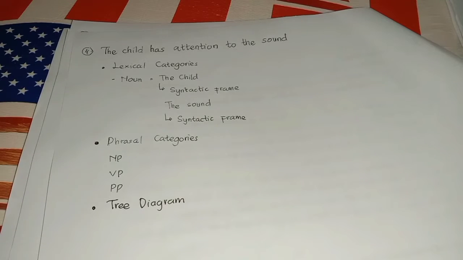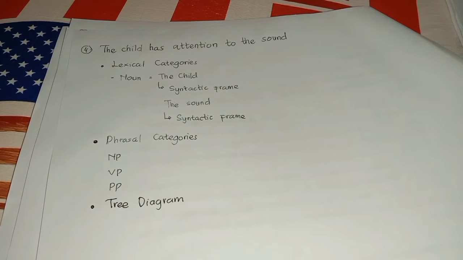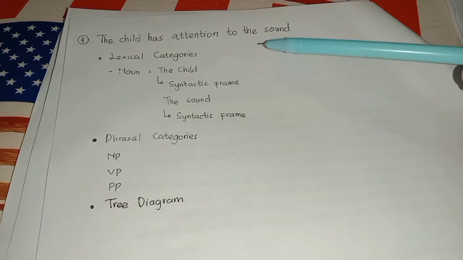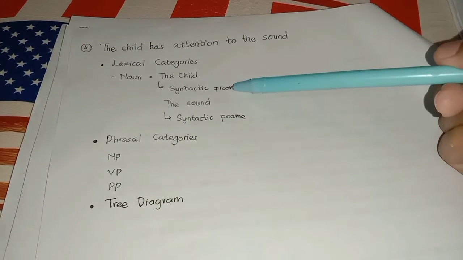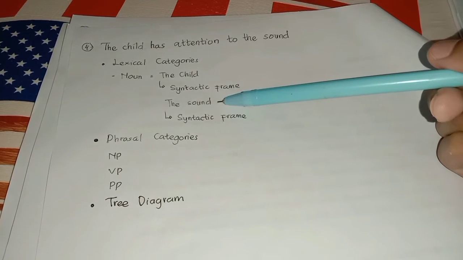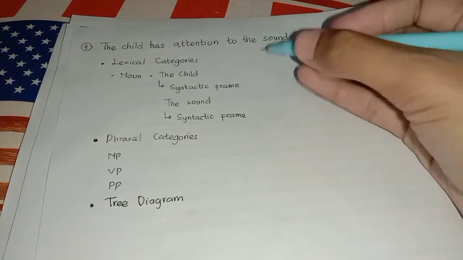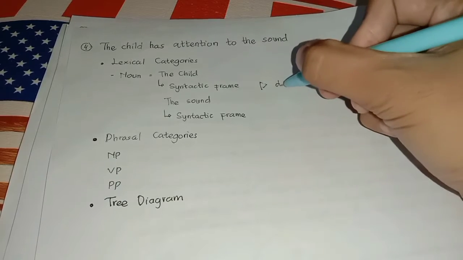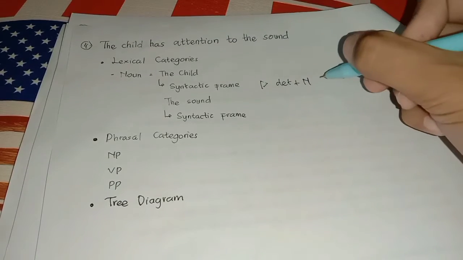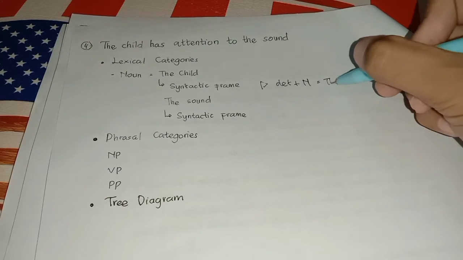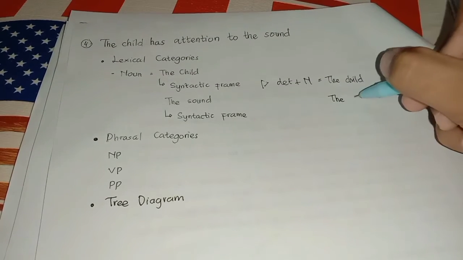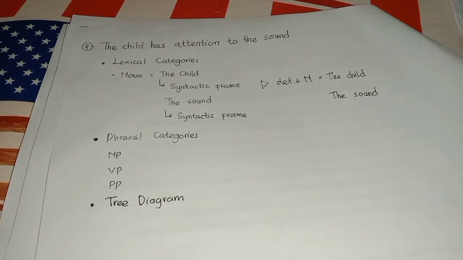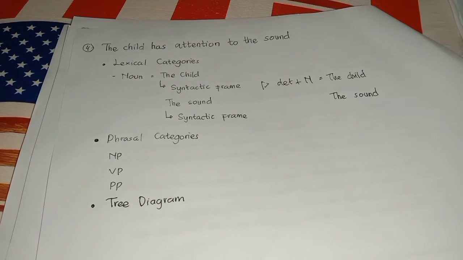And for the fourth one is "the child has attention to the sound." From this sentence, I found two lexical categories, namely the child and the sound. Both of them are included in the syntactic frame because they are formed by determiner plus noun, so that it becomes "the child" and "the sound." So the child and the sound are nouns.